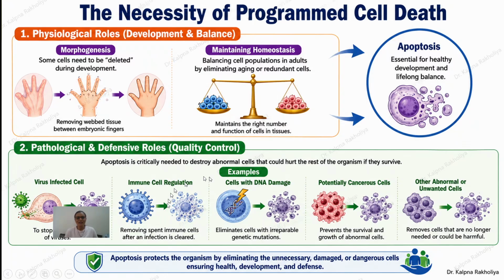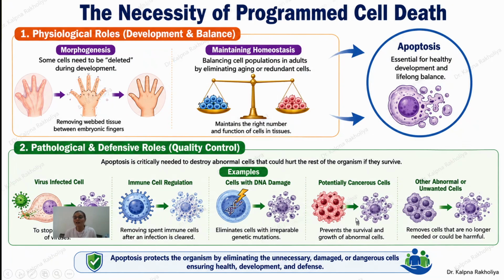In the same way, it is involved in immune cell regulation, removing spent immune cells after the infection is cleared. It is also involved with cells with DNA damage. Once a cell's nucleus containing DNA is highly mutated, at that time the mutation is not reparable. Genetic mutation will arise, and it may lead to several kinds of diseases and disorders. So this kind of cell is also eliminated. So apoptosis plays a very important role.